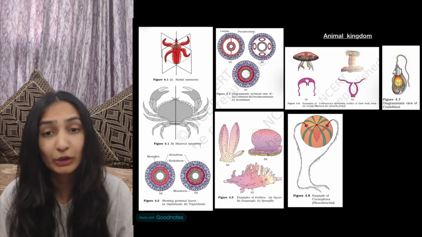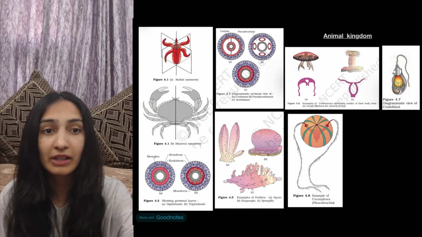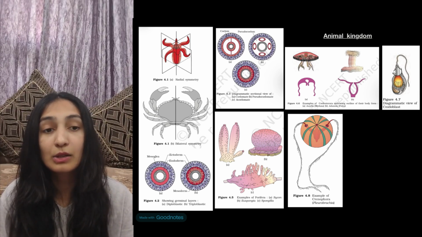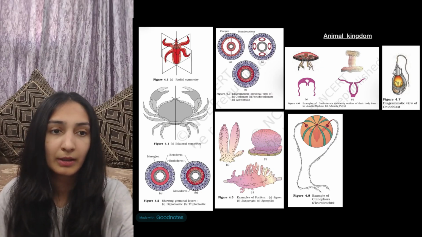Next, 4.3 shows A coelomate, B pseudocoelomate and C acoelomate. As you all know, coelom is the body cavity. So if you look closely, in A there is a true body cavity, that is a coelom is present. In second, pseudocoelom is present, and in C there is no coelom present.